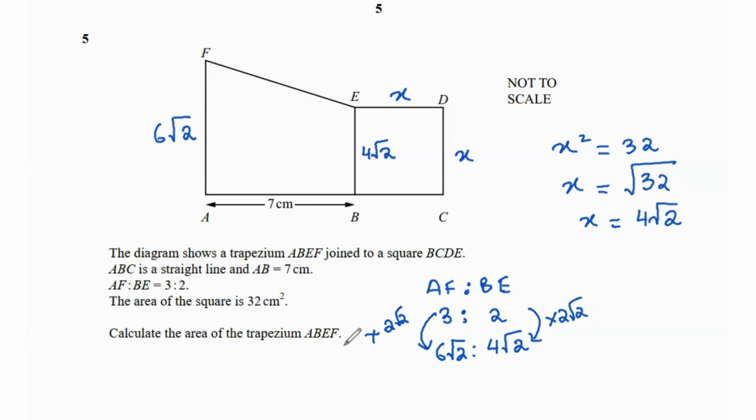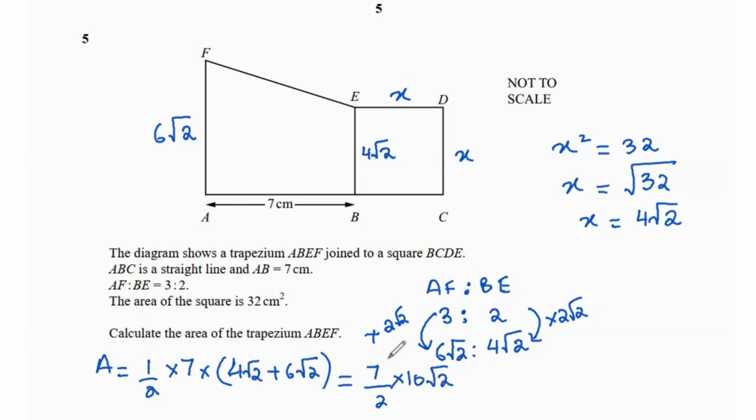So for the area of the trapezium, we use the formula 1 over 2 times height times sum of parallel sides, which is most probably given in the formula sheet as well. So area is going to be 1 over 2 times 7 times 4 root 2 plus 6 root 2. So that's 7 over 2 times 10 root 2. When you're adding surds, the number inside the surd remains the same. What you add is the number outside. So this is going to give us 35 root 2 as our area, which in decimals is going to be 49.5 centimeters squared.